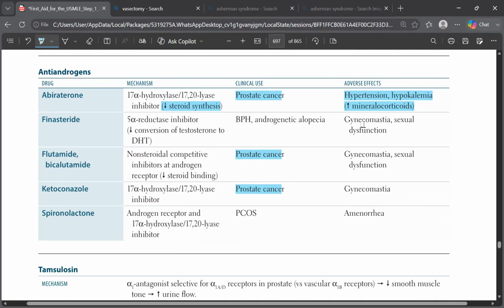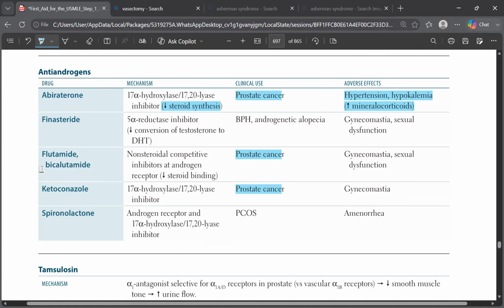Its adverse effects are that it can cause gynecomastia and sexual dysfunction because there's going to be decreased DHT. And DHT is important in the degradation of the Mullerian duct and several other female sexual characteristics. It is important in the destruction of them, and so the adverse effects include gynecomastia and sexual dysfunction because there's going to be a very decreased amount of DHT in the body.